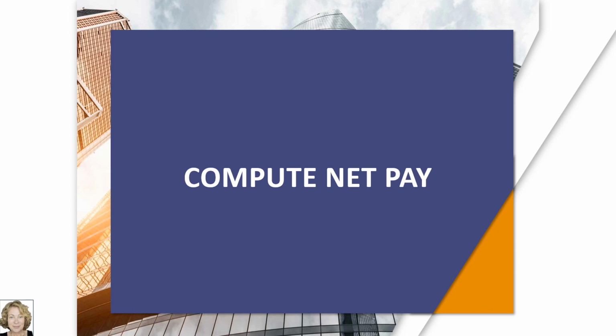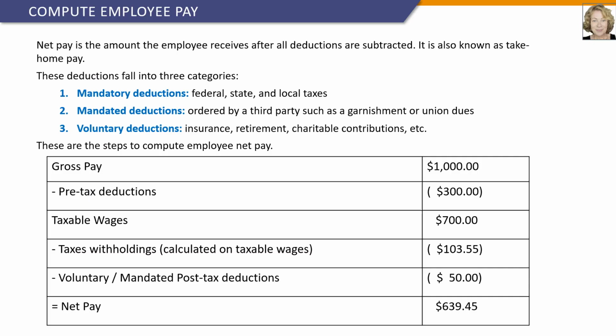Hello. Let's talk about what steps accountants have to take to compute net pay. Following our discussions of gross pay computations in Chapter 3 and fringe benefits in Chapter 4, it's now important to compute net pay. Net pay is the amount the employee receives after all deductions are subtracted. It's also known as take-home pay.